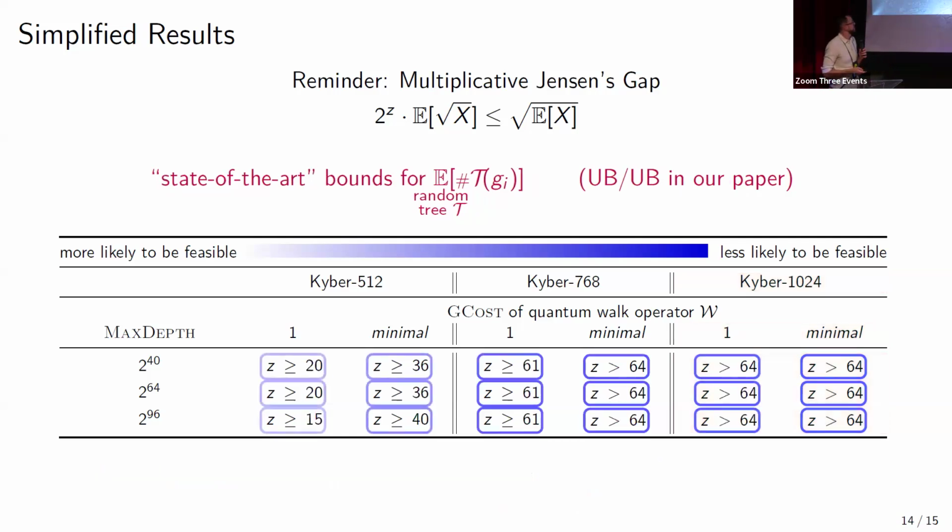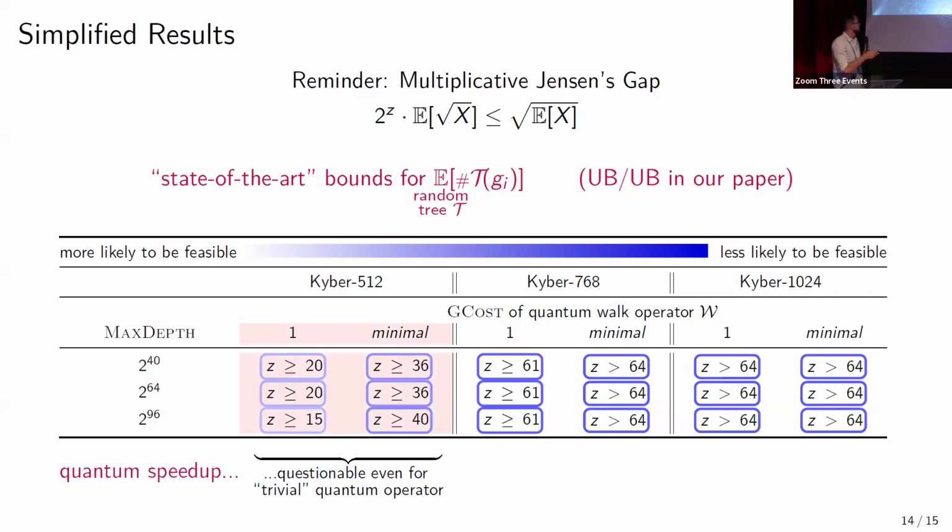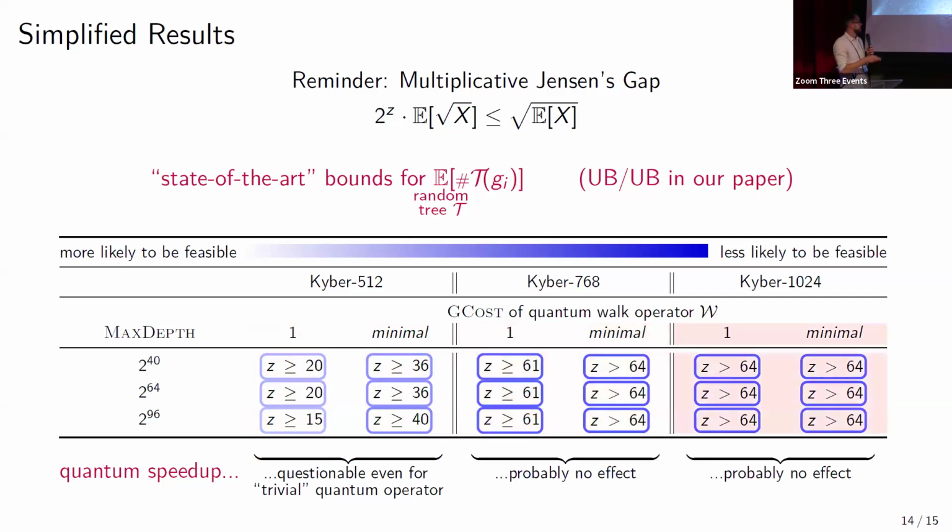Now we can look at the same numbers for the state of the art bounds for the size of the subtrees. Here you can see that for Kyber 512, the Jensen gap that is required is already relatively big. And for Kyber 768 and Kyber 1024, the Jensen gap that we would need is tremendously large. That suggests that at least on Kyber 768 and Kyber 1024, the quantum speed up of this approach will probably have no effect.